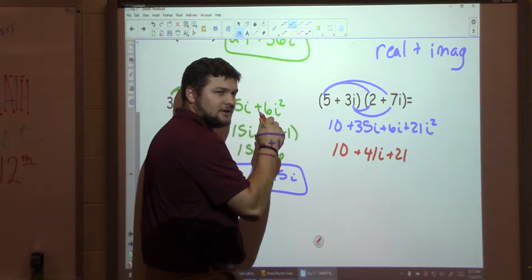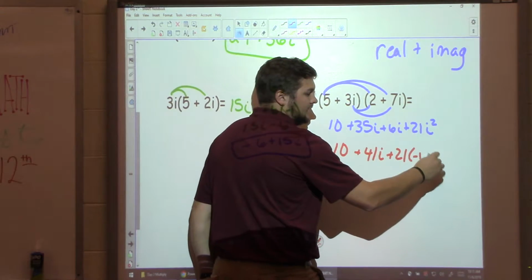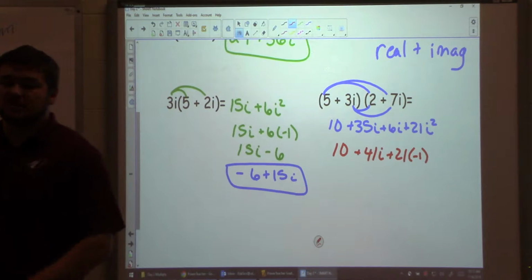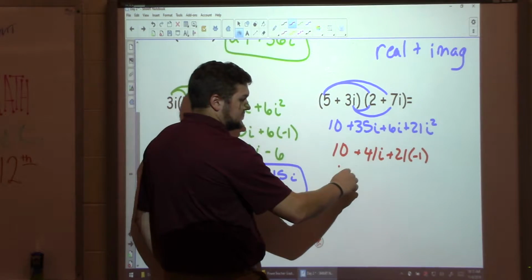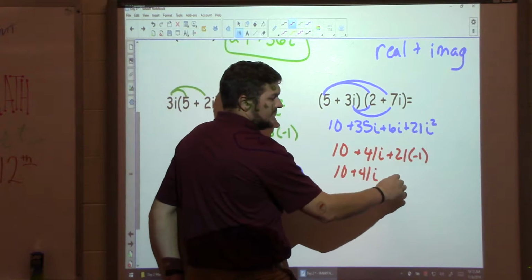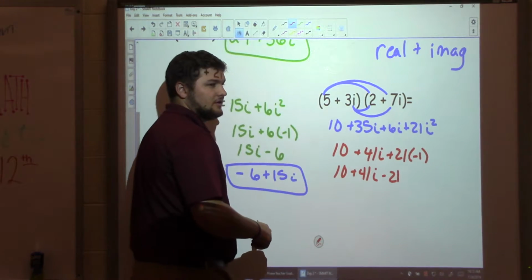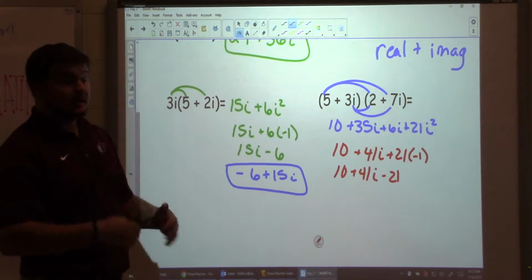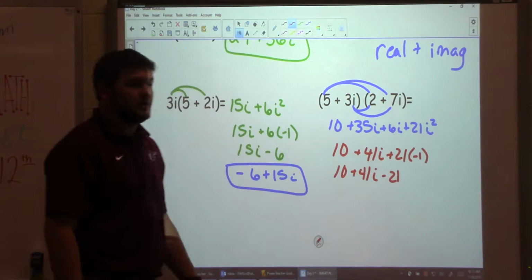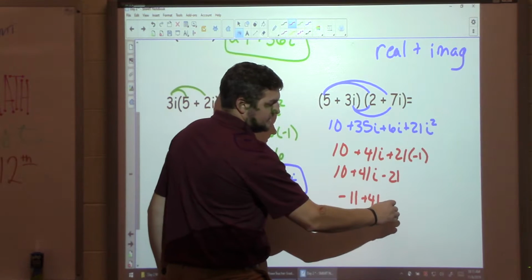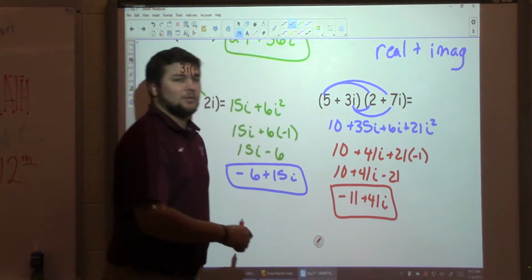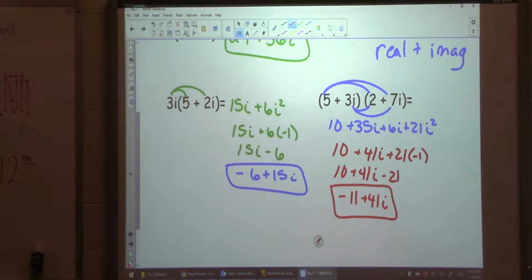Do I put i squared in there? Times -1, right? Any chance we get to change out an i squared for -1, we're going to do that. So I get 10 plus 41i minus 21. Same thing, combine your like terms here. I have a 10 and I have -21. So 10 minus 21 will give me -11 plus 41i. Remember that -11's got to come first. That real part must come first. Any questions on that?